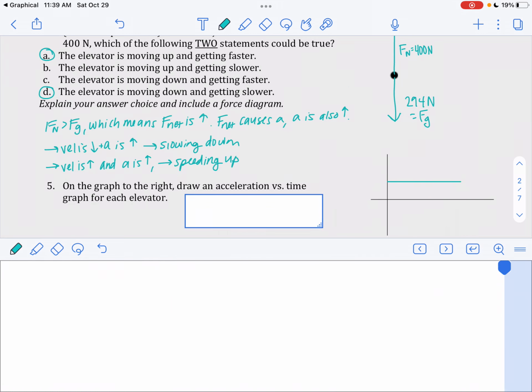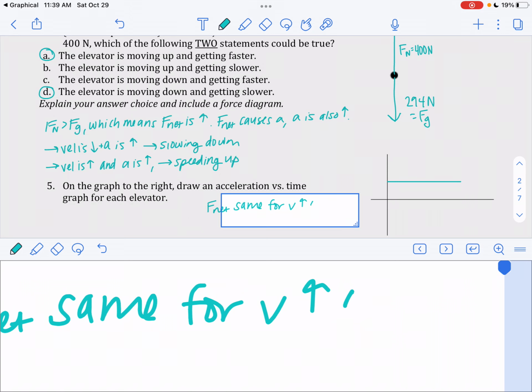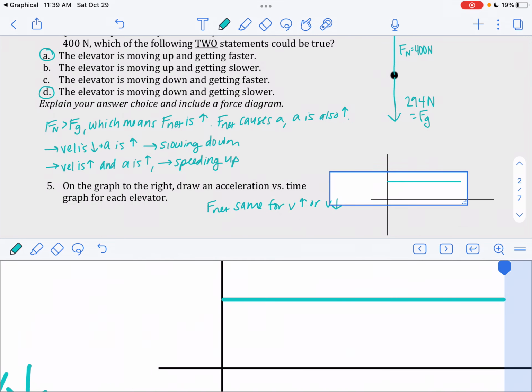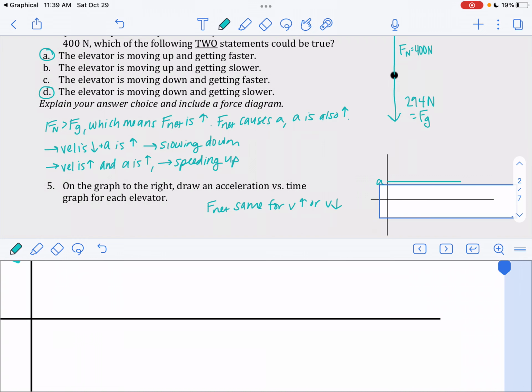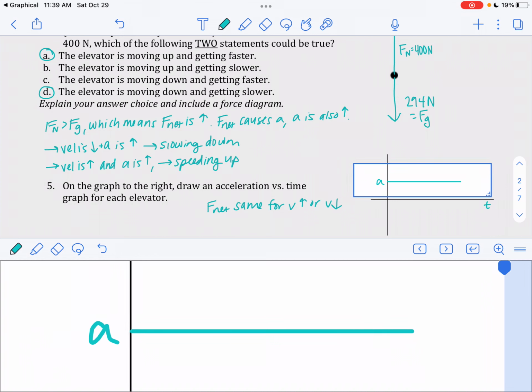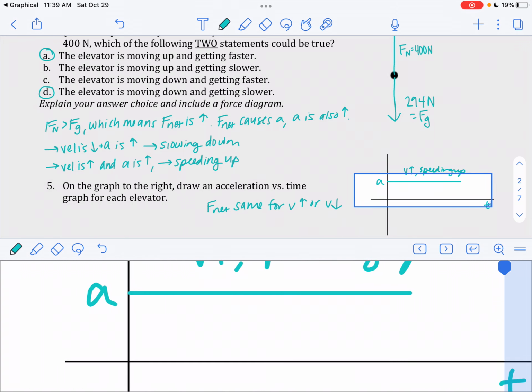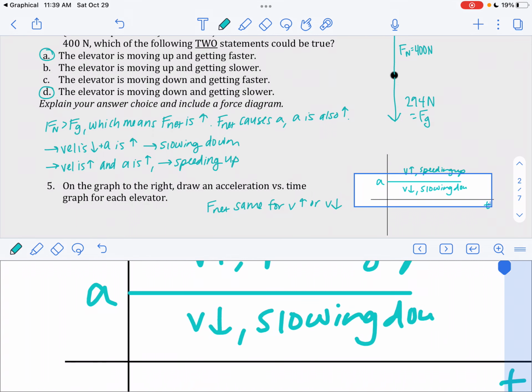And because the Fnet is the same for either option, for velocity going up or velocity being down, so either direction that it's moving, it still has a positive acceleration. And so my acceleration versus time graph would just look like a horizontal line in the positive quadrant because the acceleration is positive. And that could mean the velocity is up, so we're speeding up. But it also could mean that the velocity is negative, so we're slowing down. Either one, it could work.